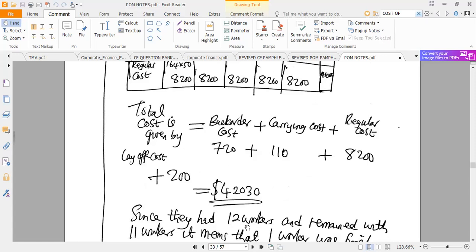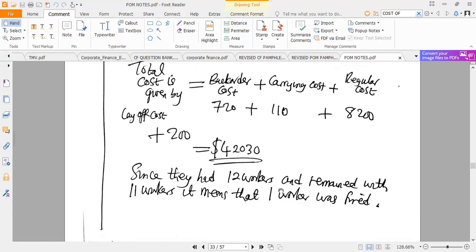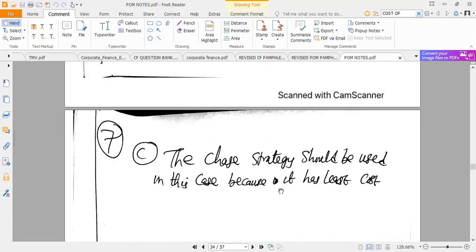Now, what is important is for us to make a comparison between the two strategies, the pure level strategy and the chase strategy, or matching demand, to see which one will be cheaper, that management is supposed to go for. Since they had 12 workers and remained with 11 workers, it means that one worker was fired. The chase strategy should be used in this case because it has the least cost.